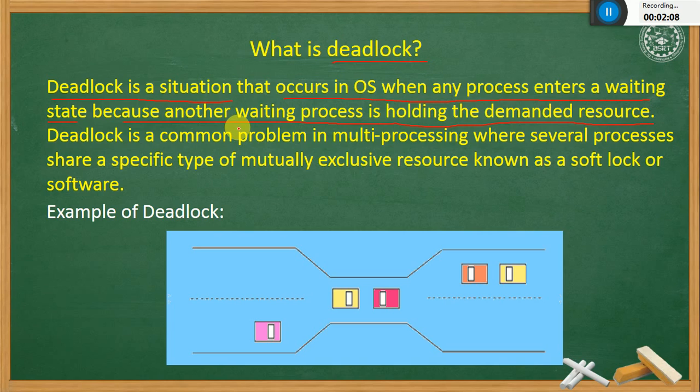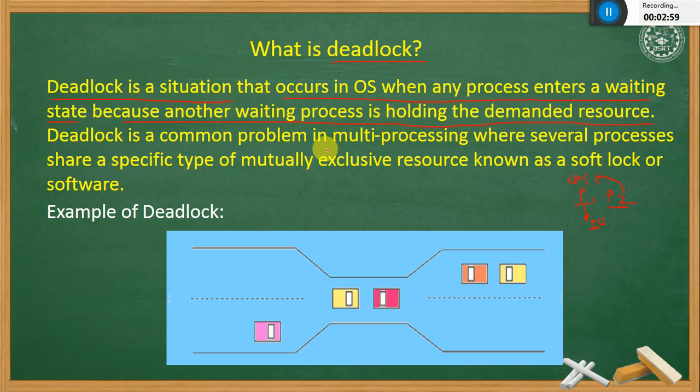To clarify this we can take one example. There are two processes, P1 and P2. P1 is holding the CPU. Its CPU execution is over and it wants IO, but it does not release the CPU. Meanwhile P2 wants the CPU, but cannot get it because it is held by P1. So P2 is waiting due to P1. P1 is not using the CPU, but it is holding it. That condition leads to deadlock, and deadlock decreases the overall performance of your operating system.